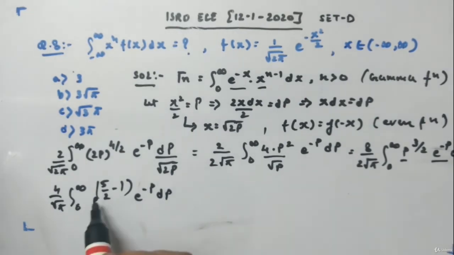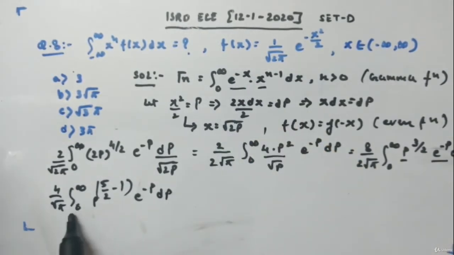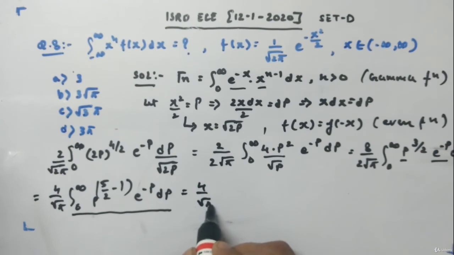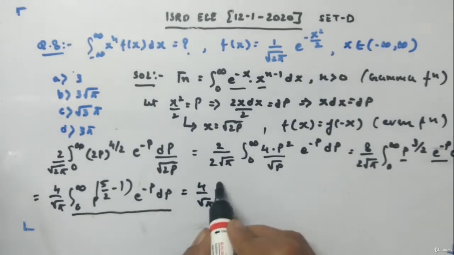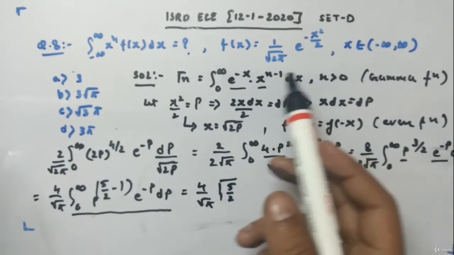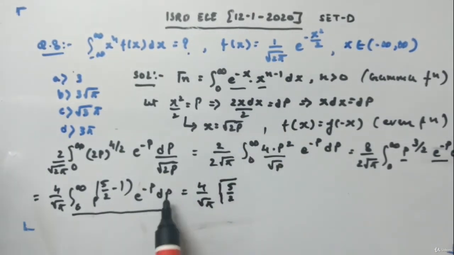So now you can see this is exactly similar to what I wanted. This whole term is your gamma function, and this can be written as 4 by root pi gamma function of 5 by 2. So that's how I've used this term. n is 5 by 2, p is your variable, dp, e to the power minus p, 0 to infinity, with n greater than 0.